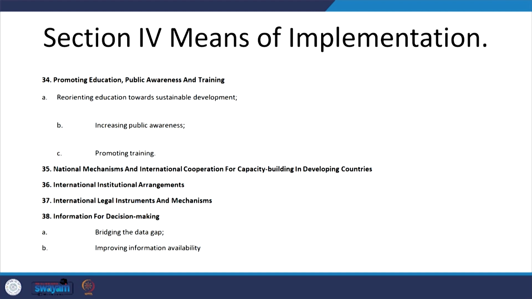Both of these have been emphasized by the United Nations through the formation of various organizations and international bodies. And another means of implementation is information for decision making. So, making the processes and the data available to a larger public, bridging the data gap and improving information availability, which has also got a boost because of technology like the internet. So, a lot of information for decision making is easily and abundantly available.